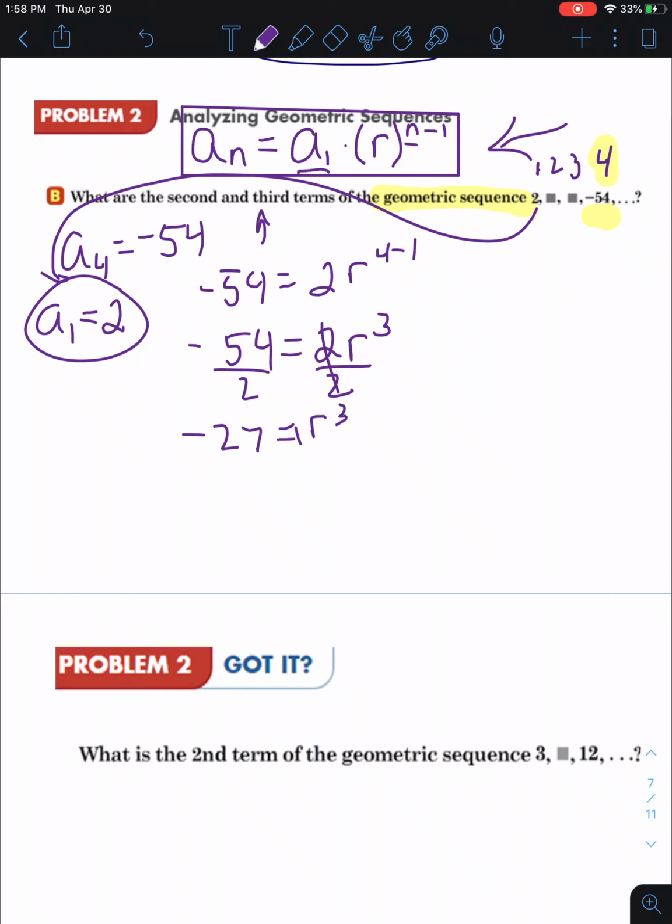And then we're going to take the cube root of r cubed to get rid of the cube. And that will cancel this and give us r. All right, so now we get the cube root of negative 27, and the cube root of negative 27 is negative 3. All right, there is one value there. So we now know r is negative 3.